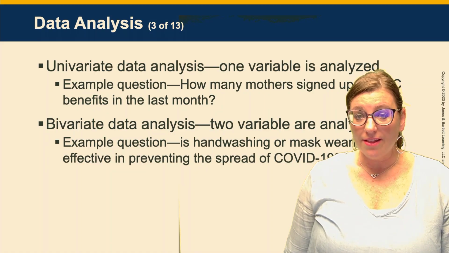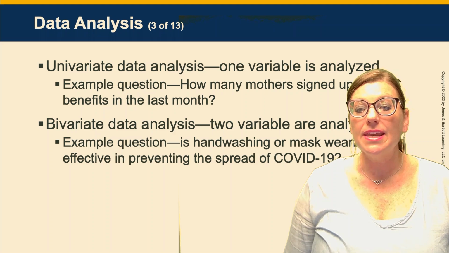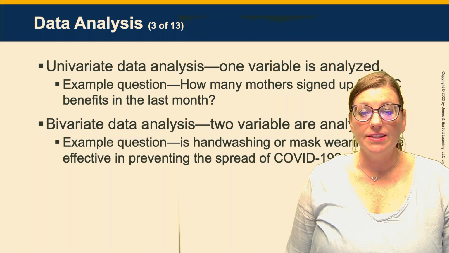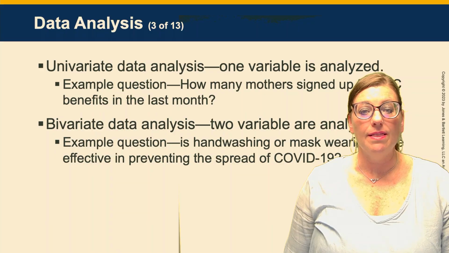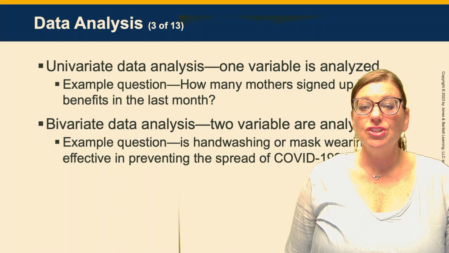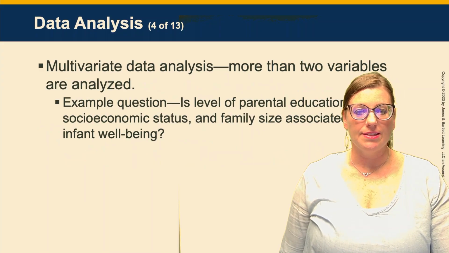Univariate analysis focuses on a single variable. For example, how many people enrolled in your program last month? Bivariate analysis looks at two variables at one time, allowing us to explore relationships and differences. It starts asking more interesting and meaningful questions.